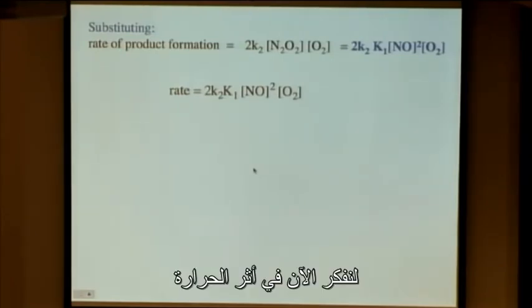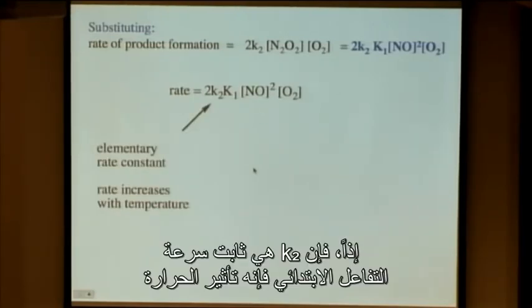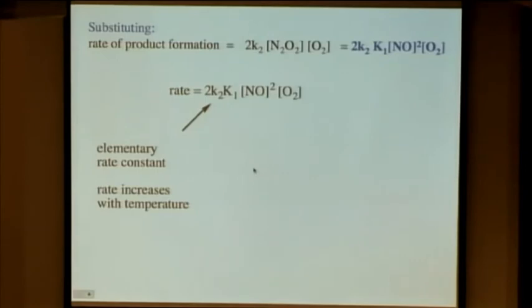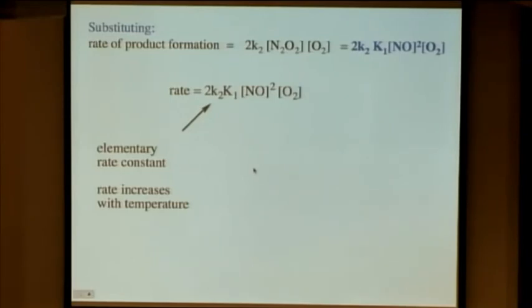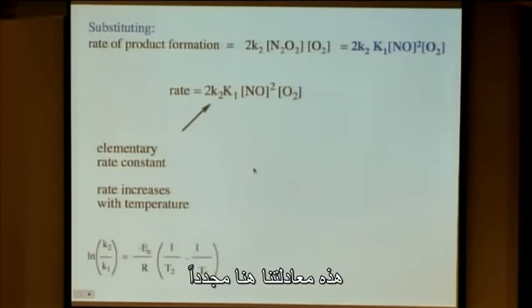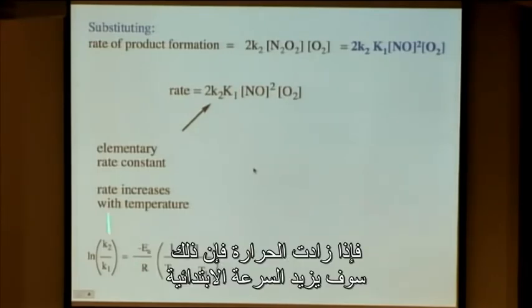So now let's think about the effect of temperature. K2 is an elementary rate constant, and so if you increase the temperature, its rate will increase. Here again is our equation. The activation energy is always positive. There's always some barrier to overcome. So if you increase the temperature, you're always going to increase the elementary rate.